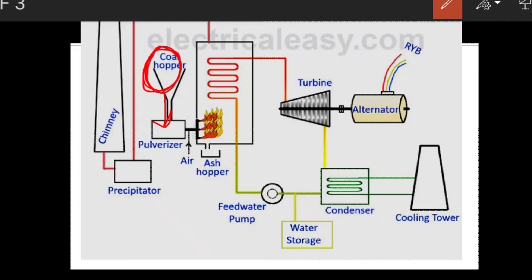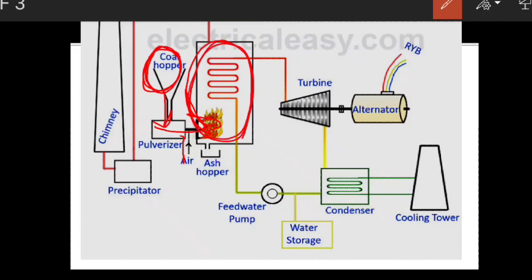In the pulverizer the coal is converted into grain form. Then air is supplied, and this mixture enters into the combustion chamber. In the combustion chamber this mixture is burned. As this mixture is burned, heat is produced. So the heat enters into the boiler chamber.